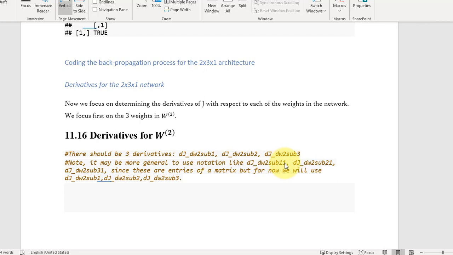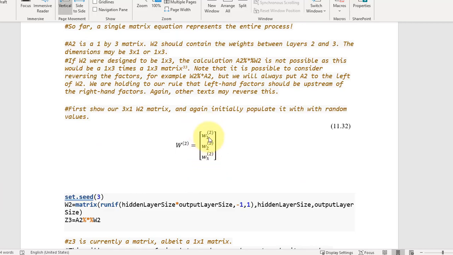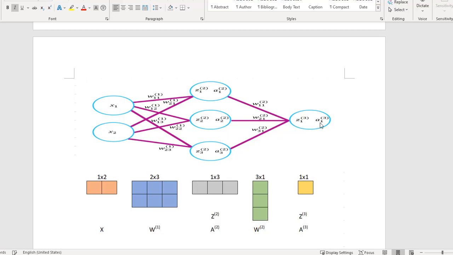But generally we would need that. The only reason we only have one column in this particular case is because here we only have one node. If we had 2 nodes here, we would need 2 columns here. Obviously, we would need more weights here, and they would need to be in a second column. If we had 3 nodes here, they would need to be in a third column. So you can confirm that yourself.